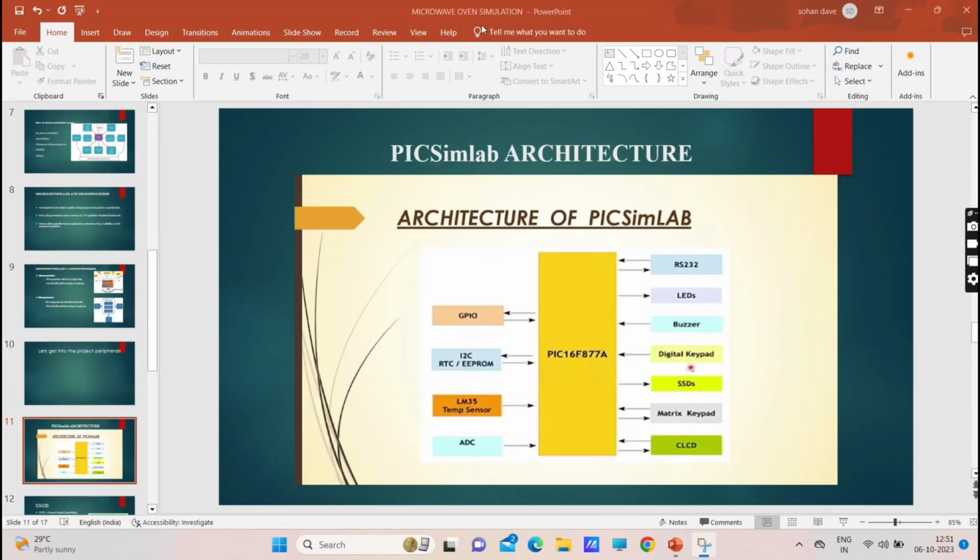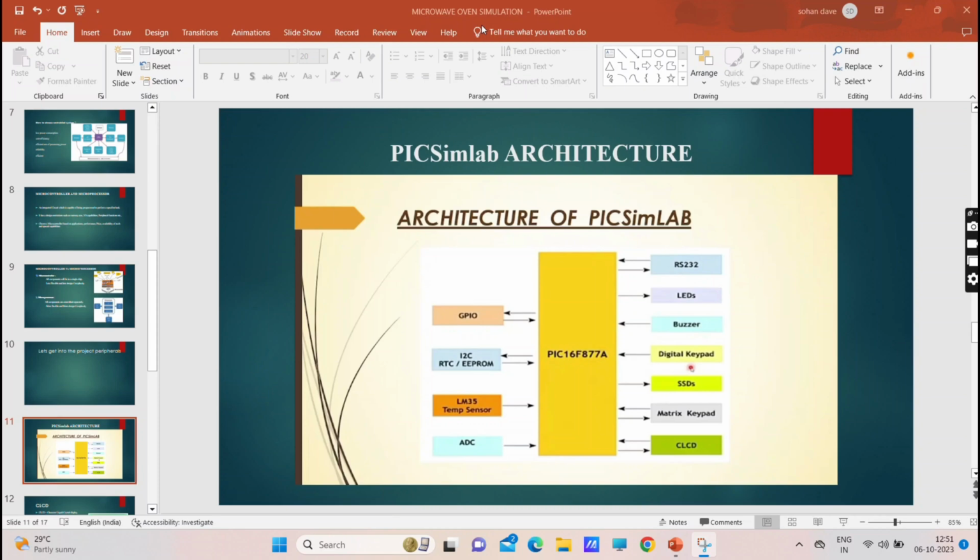Myself Elvin Paul KS. I am going to talk about the picsimlab architecture. The picsimlab architecture consists of GPIO, general purpose input output, which is used for both input and output communication. It also consists of I2C, RTC, also EEPROM, LM35 temperature sensor, which is used to denote the temperature which is available during the operation of the picsimlab.